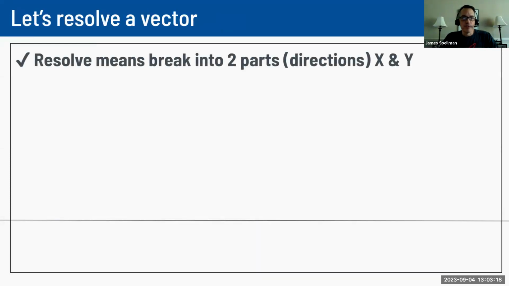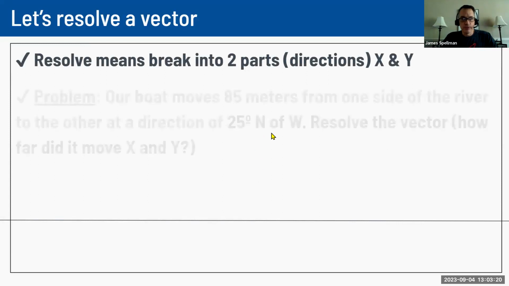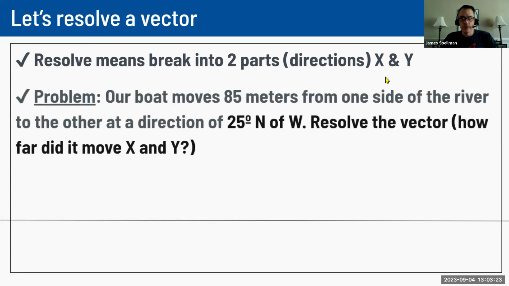We have an example and it says, let's resolve a vector. That simply, again, means to break it down into its X and Y parts. So if we have a boat moving 85 meters from one side of the river to the other, and it's going 25 degrees north of west, the question may ask us to resolve the vector. That simply means how far did it move in the X direction? How far did it move in the Y direction?